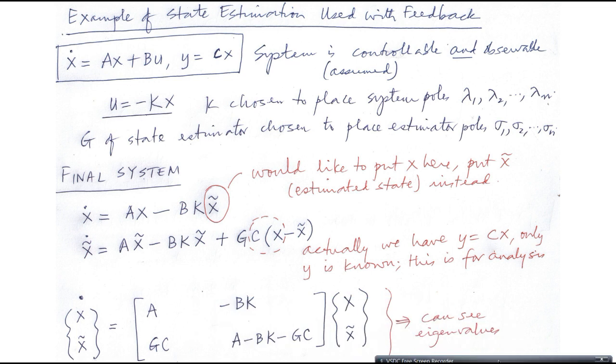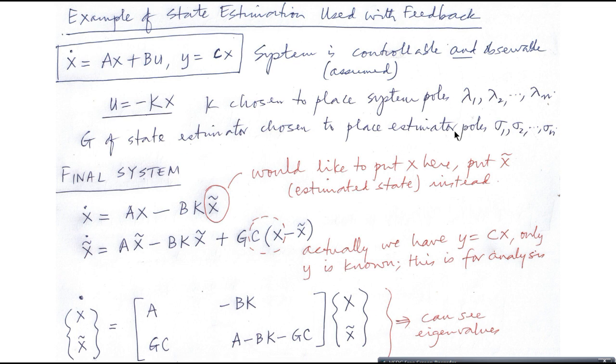Okay, so now we are doing an example of state estimation with feedback. So x dot is ax plus bu, y is equal to cx. We will assume the system is controllable and observable. U is going to be minus kx. K is going to be chosen to place system poles, lambda 1, lambda 2 up to lambda n.